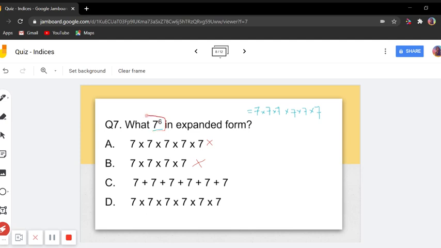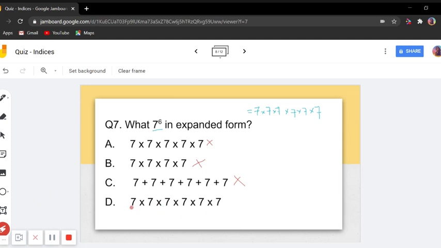This index form is the result of a long multiplication. Alright, so D is incorrect. How about C is incorrect? Okay, sorry. How about D?